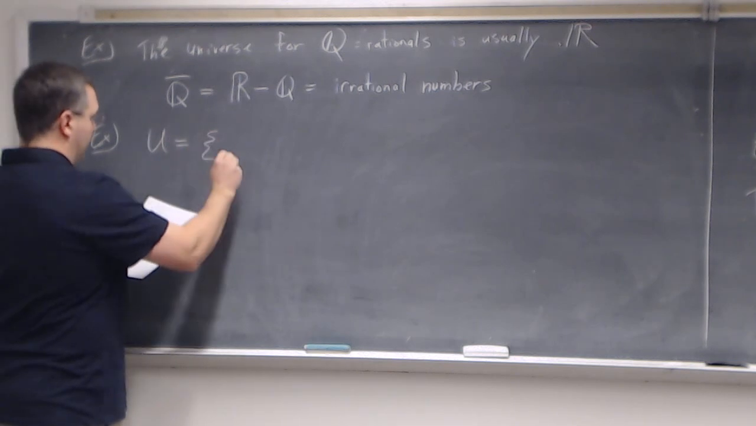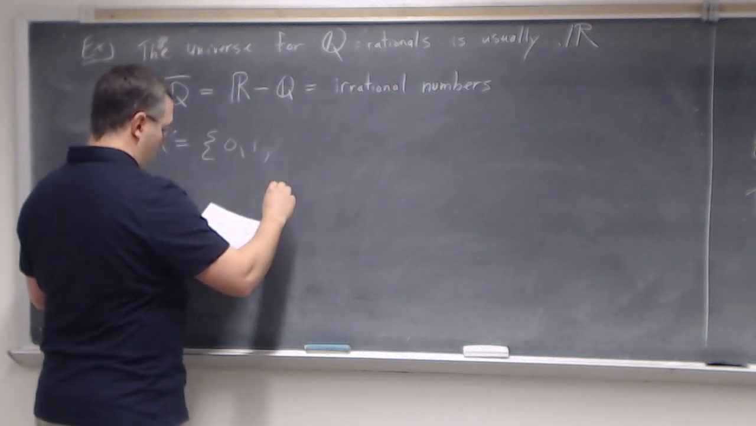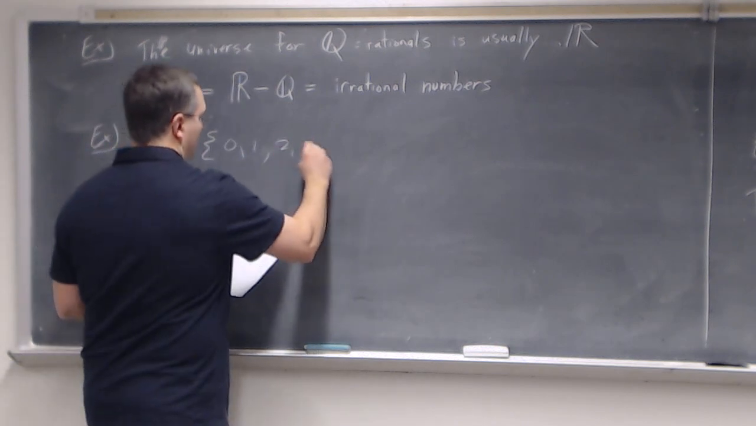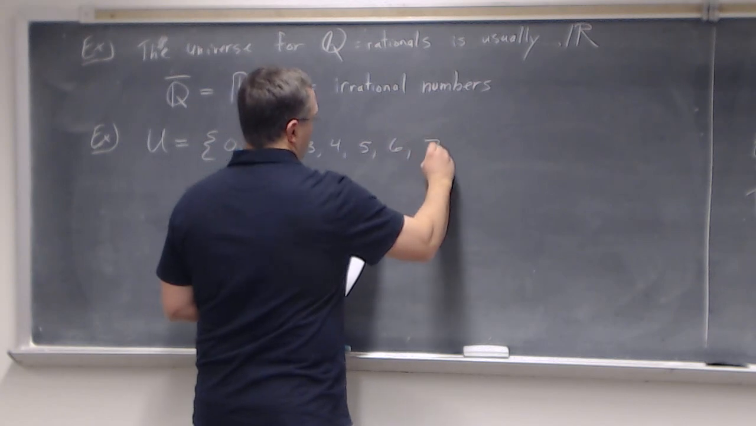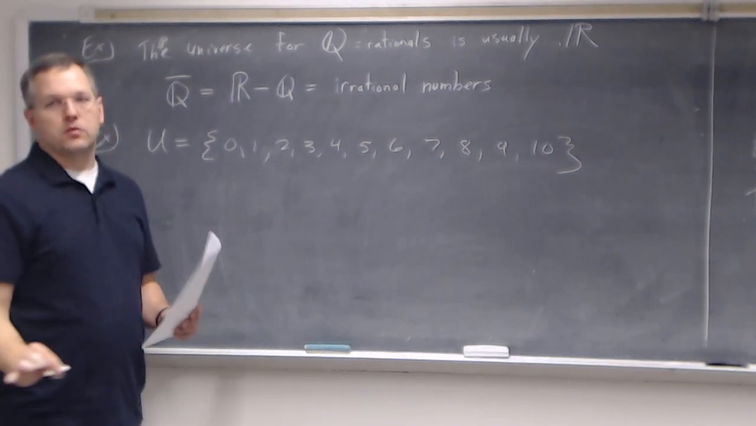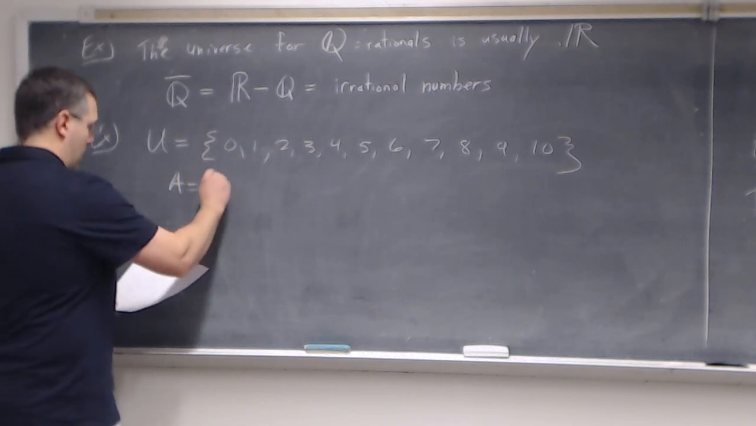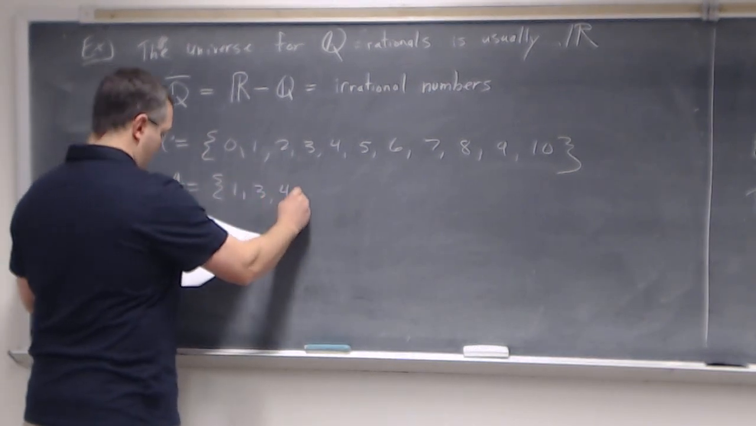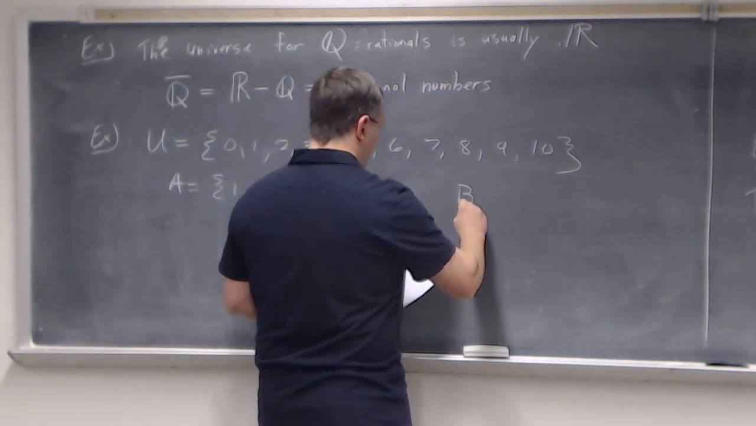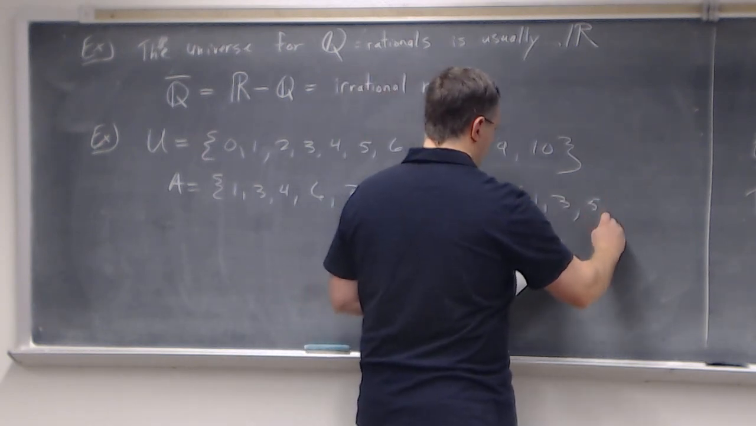Okay. Now I'm going to define a universal set. The universal set is going to have all the integers between 0 and 10. These are the only numbers I'm considering for this example. This is the universe. A is the set 1, 3, 4, 6, 7, 9. B is a set containing 1, 3, 5, and 7.